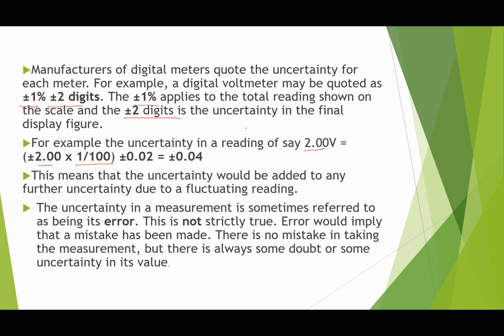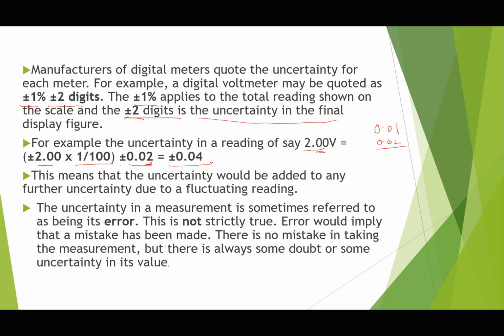So instead of having the uncertainty as 1 over 100 times 2.0, we shall have plus or minus 0.02, because here we have 2 digits. Of course, the first digit would be 0.01, then the second digit will be 0.02. So since we have plus or minus 2 digits, and this is the uncertainty in the final display to 2 decimal places, our total uncertainty will be plus or minus 0.04. So we add up those uncertainties.